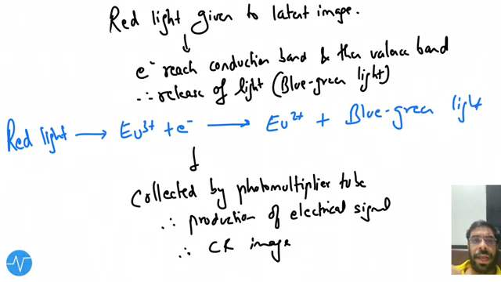Now what will happen? When we give red light to this latent image, the electron will reach the conduction band and then the valence band. Therefore there will be release of light. This light will be in the form of blue-green light. Eu3+ plus electron was there, red light was given, it converted back to Eu2+ and blue-green light is given. This light goes through the tube to the photomultiplier tube, a signal is produced and therefore the image is formed. This image is the CR image.